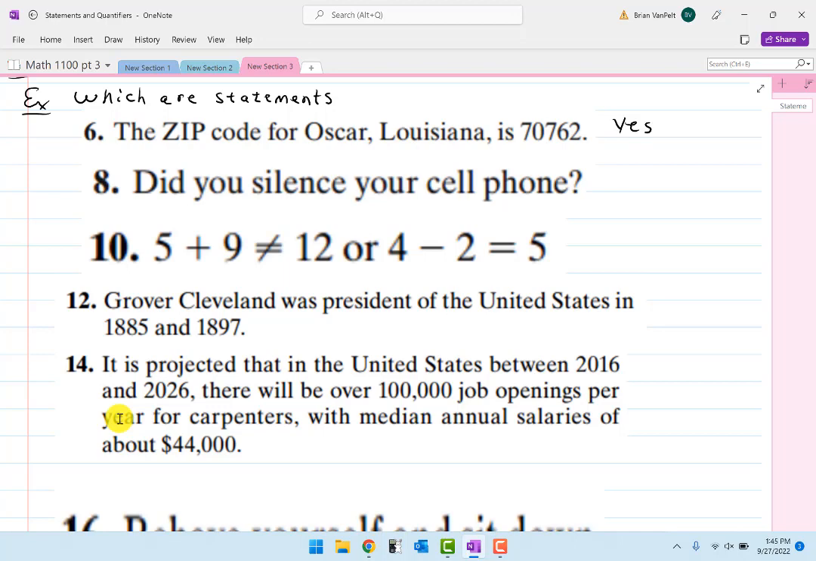Moving on. Number 8. Did you silence your cell phone? Now that's a question. That's not making a declaration. So if I change this to you silenced your cell phone, then it would be a statement. But as it is right now, it is not. Equations are automatically statements because they're either going to be true or false.